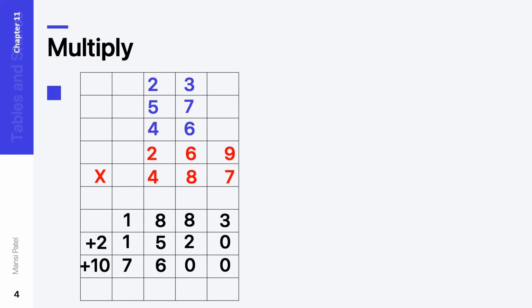Now do the addition. 3 plus 0 plus 0, 3. 8 plus 2, 10. 10 plus 0, 10. So 0 we have to write down here and 1 on the carry. 8 plus 1, 9. 9 plus 5, 14. 14 plus 6, 20. So again 0 and 2 on the carry.